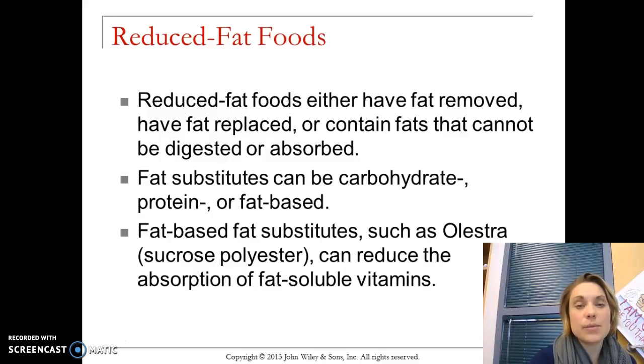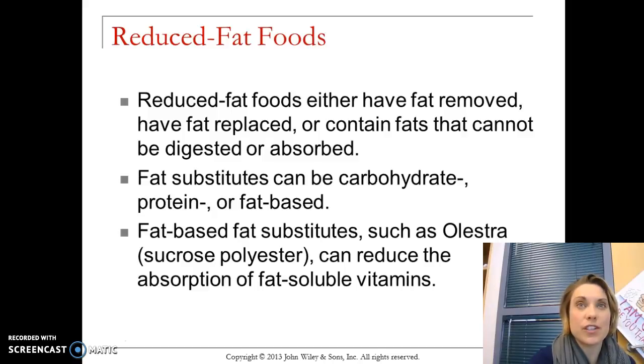So in terms of reduced fat foods, reduced fat foods either have fat removed, fat replaced, or contain fats that cannot be digested or absorbed. So fat substitutes could be carbohydrate-based or protein-based or fat-based. Fat substitutes that are fat-based, such as Olestra, which is this sucrose polyester, can reduce the absorption of fat-soluble vitamins and can also cause some really negative symptoms.